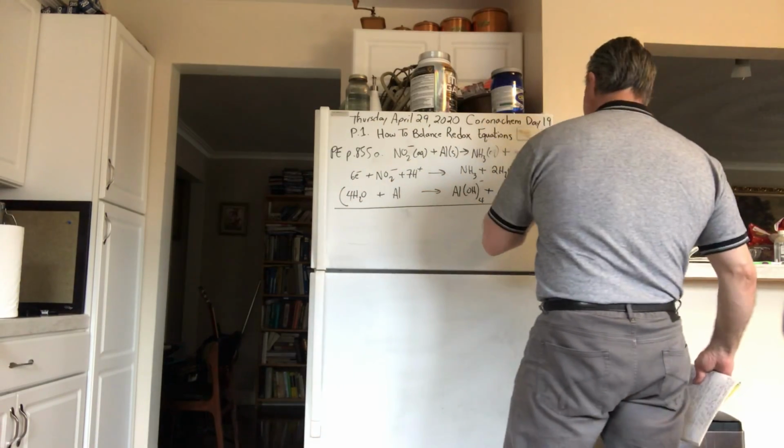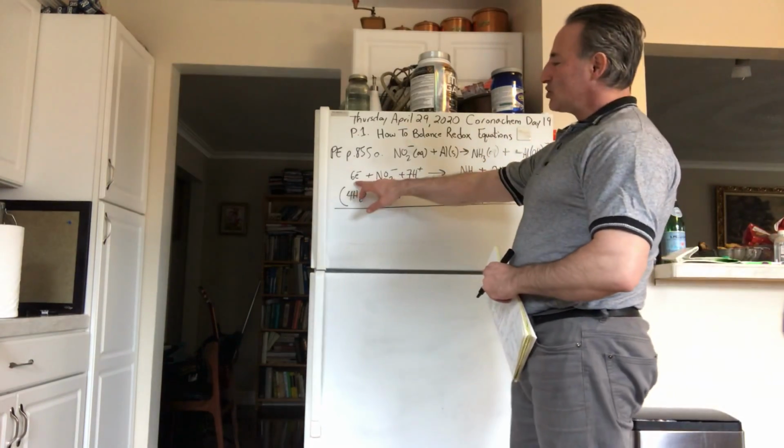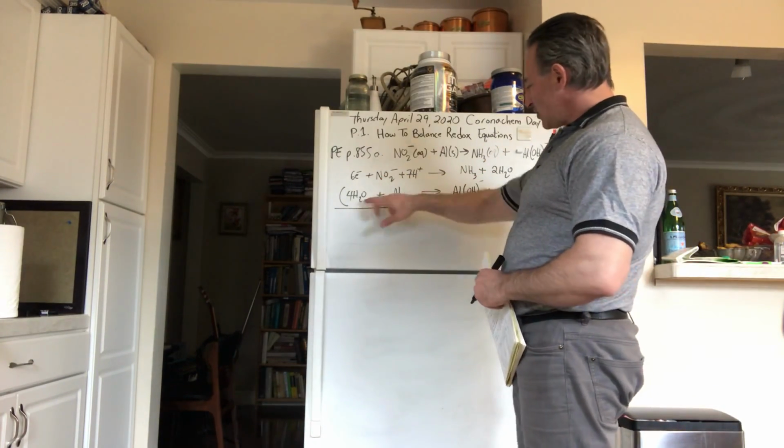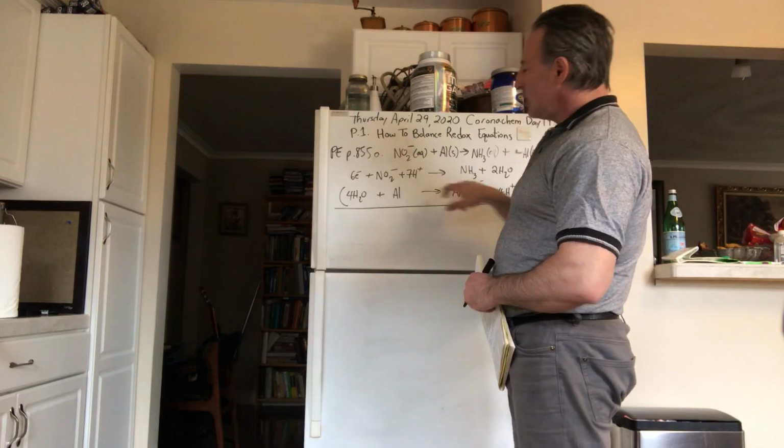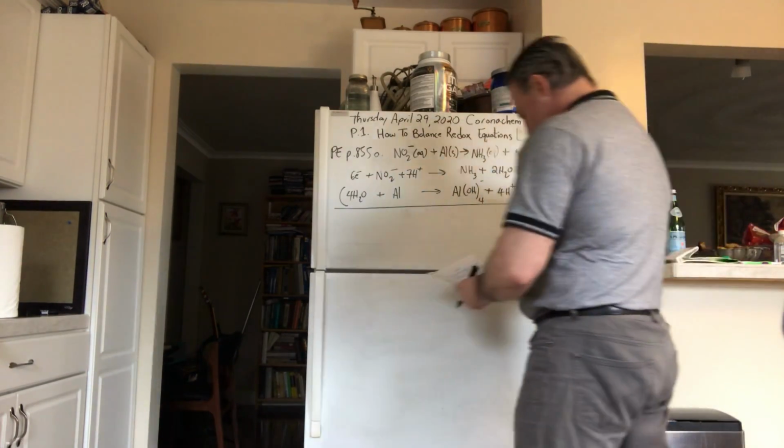So now that we've balanced the half reactions, we're going to multiply the second one by 2, because the second one only produces 3 electrons, whereas the first one consumes 6 electrons. So this half reaction has to happen twice before this half reaction can happen once. So we're going to add the results over here now.